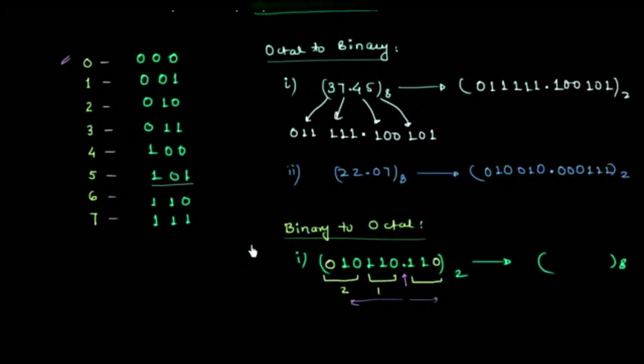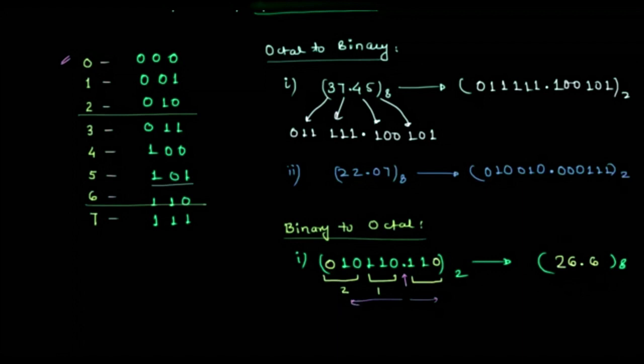Now I will use this table. 010 is 2, so we have 2. 110 is 6, so we have 6. Then I have point, and 110 is again equal to 6, so we have 6. So the octal equivalent of this binary number is 26.6.